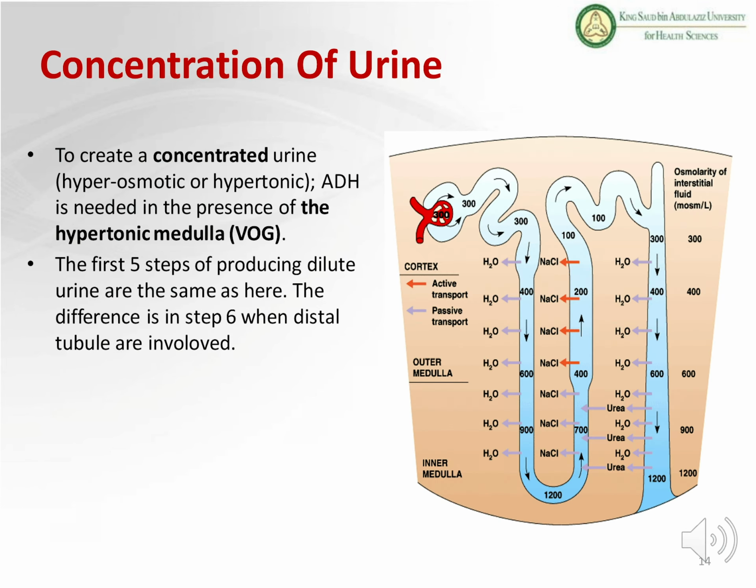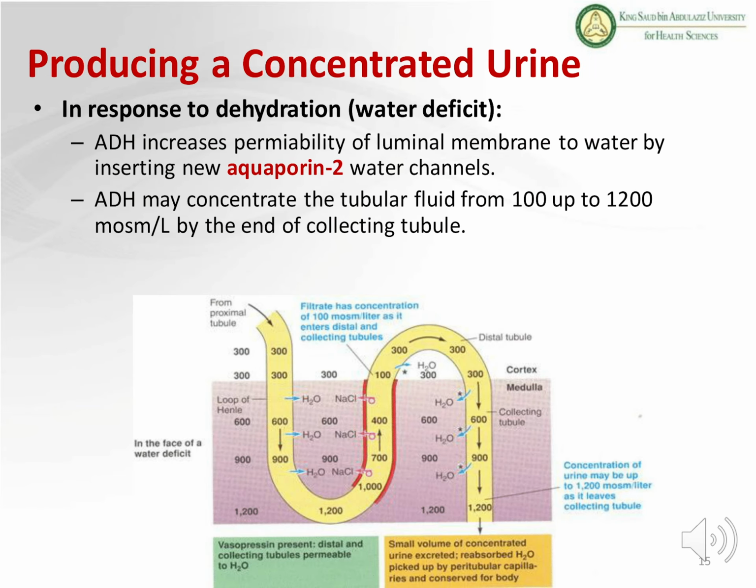Now we'll talk about the concentration of urine. To create concentrated urine, which is hyperosmotic or hypertonic, antidiuretic hormone, the ADH, is needed in the presence of the hypertonic medulla. The first 5 steps of producing diluted urine are the same as here. The difference is in the 6th step, which is in the distal tubule. What's happening here in the distal tubule?